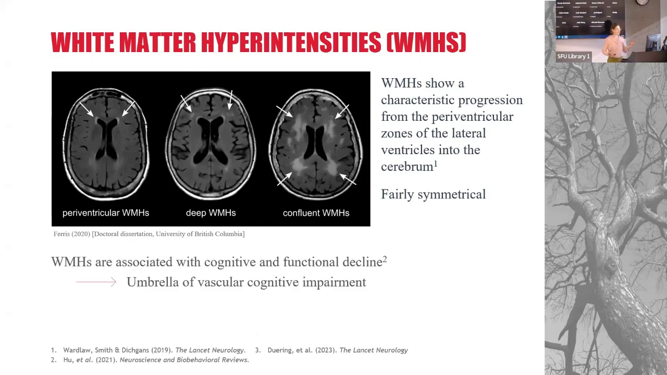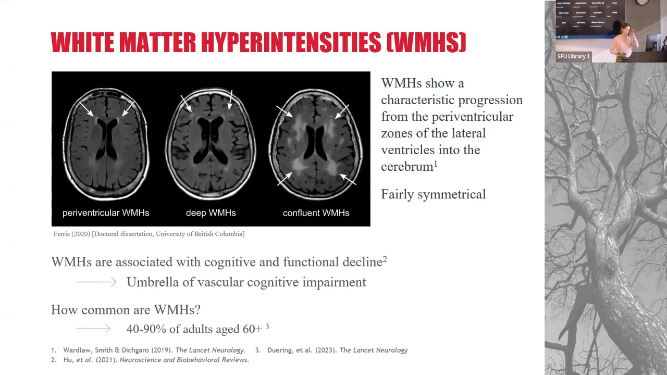And what we see in the course of this disease progression is that the white matter hyperintensities are strongly associated with cognitive and functional decline. And they can also be categorized under a larger umbrella of vascular cognitive impairment, which includes small vessel disease as well as stroke-related cognitive impairment.